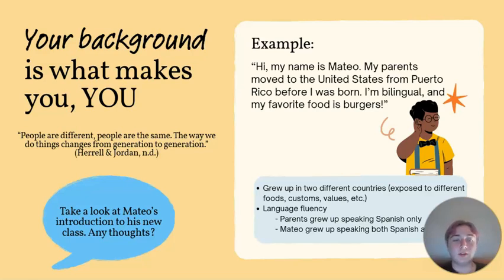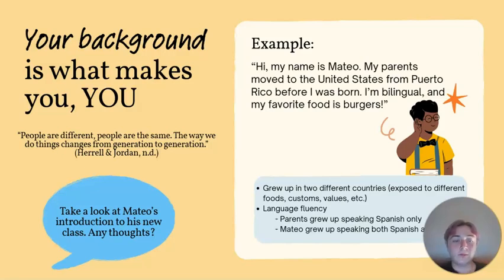Everyone has their differences. But I wanted to point out an example of students, and I'll have you guys point out some of the cultural differences. So this is Mateo. He says, "Hi, my name is Mateo. My parents moved from the United States to Puerto Rico before I was born. I'm bilingual, and my favorite food is burgers." Do you guys have any thoughts about what his cultural background might look like?